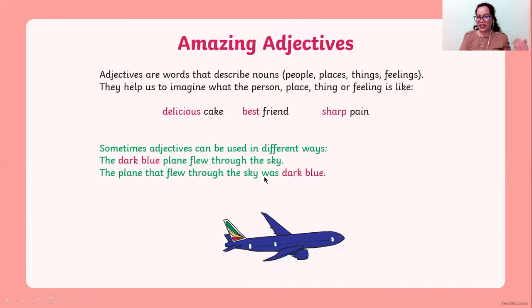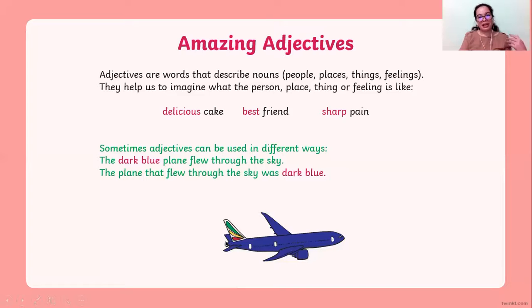For example, this is an airplane. How can you describe an airplane? Sometimes adjectives can be used in different ways. Like what I've said, the dark blue plane flew through the sky. The plane that flew through the sky was dark blue. So dark blue is the description of the plane.